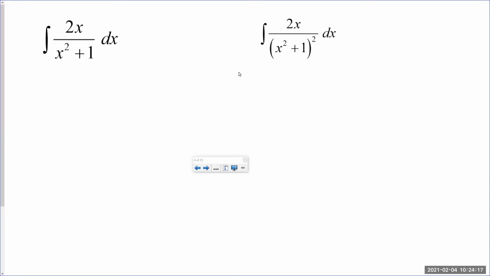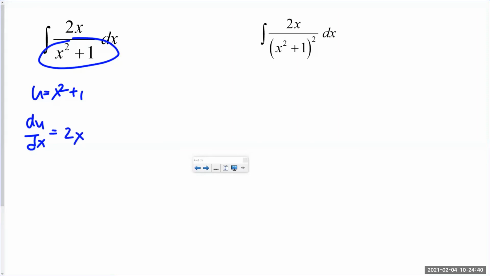Okay, so I'm going to show you the difference between these 2 problems. Right here, you see they're the same. The only difference is this is squared here. If I make u equal to x squared plus 1, which means I make the whole bottom my u, then the derivative of this is what? What's the derivative of x squared plus 1?